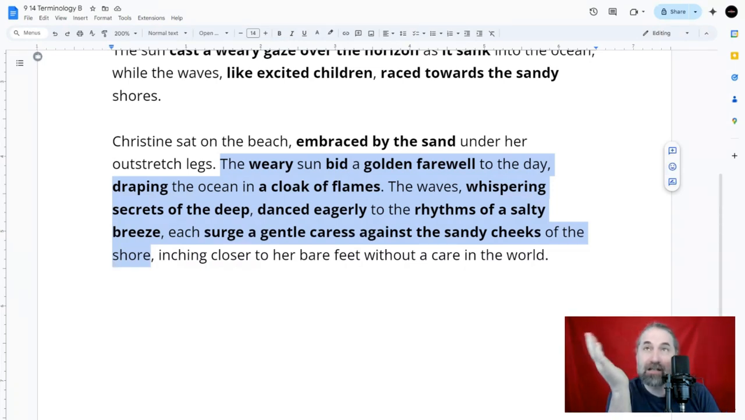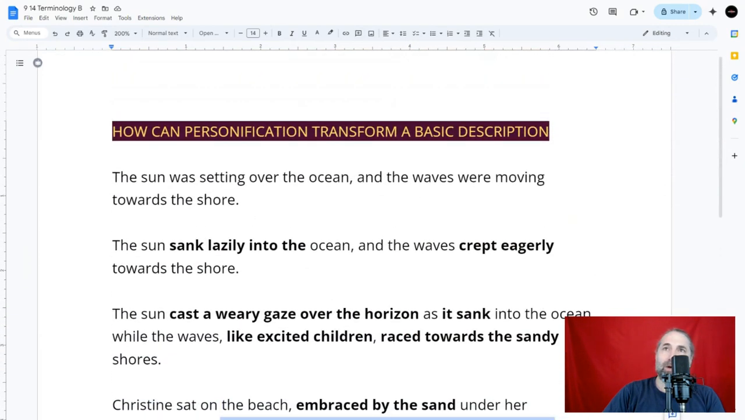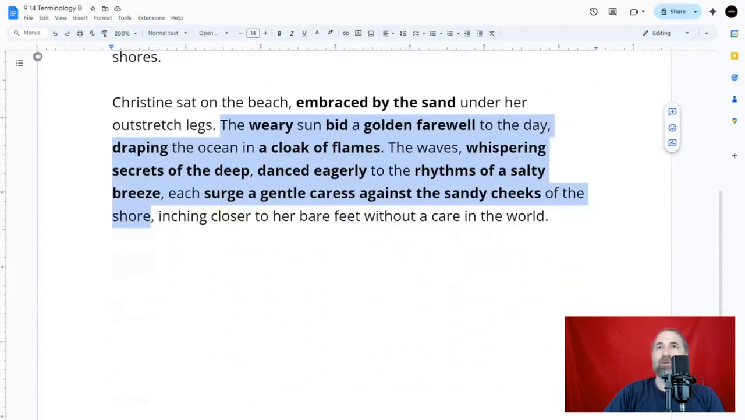Something is happening. Like the sun is going. We just basically said the sun is setting and the waves are moving towards the shore. That's ultimately what we said, but we just made it really pretty, right? But now that we added her POV and we ended it with her POV, even though it's inching closer to her bare feet without a care in the world, we're actually personifying the feet as well in that moment, because the feet have no care in the world, meaning she's not even struggling or running away from the chance of the ocean touching her.